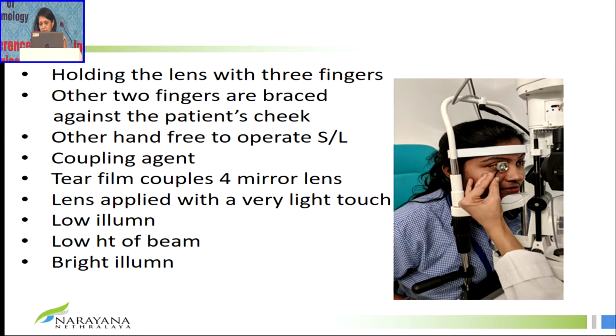You don't need a coupling agent if you're using a 4-mirror. However, if you're using a Goldmann, you would require one. The lens, like I said, has to be applied with a very light touch. Initially, you do the entire examination in low illumination in the primary position to determine whether the angle is occludable or not. Once that has been done, you can use bright illumination to look for any abnormalities in the angle. During the procedure, use a low height of the beam so that you don't cross the pupillary area, constrict the pupil, and then falsely open up the angle.